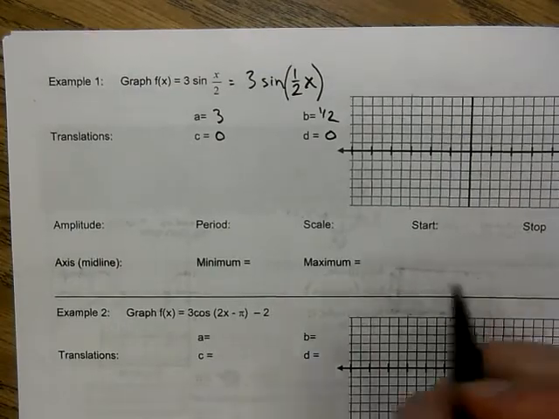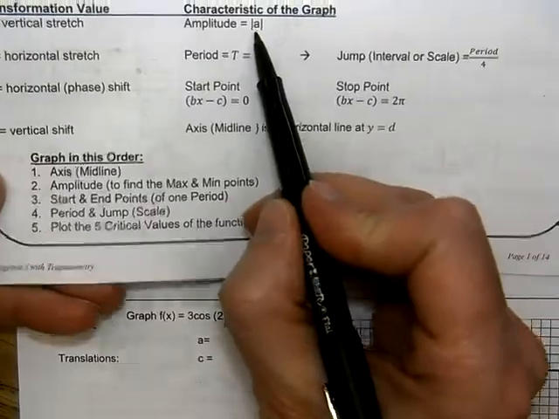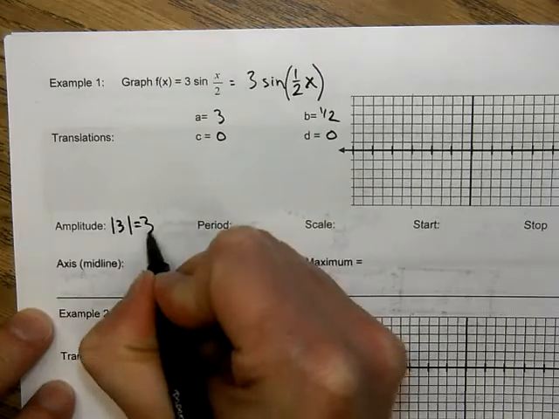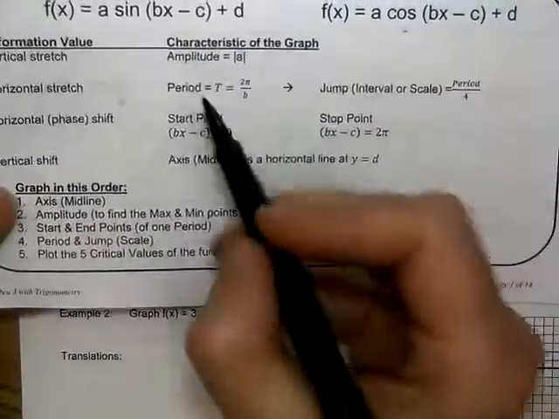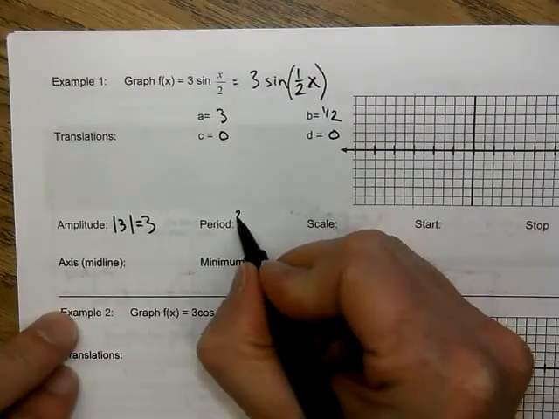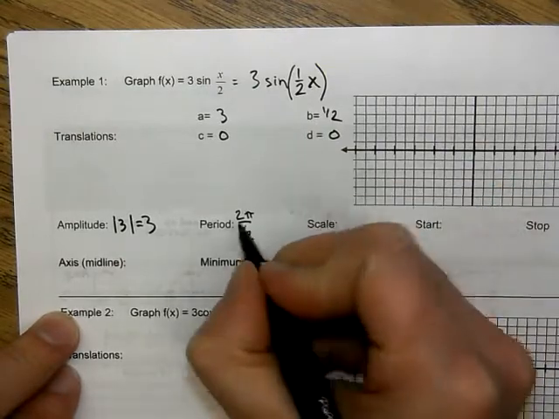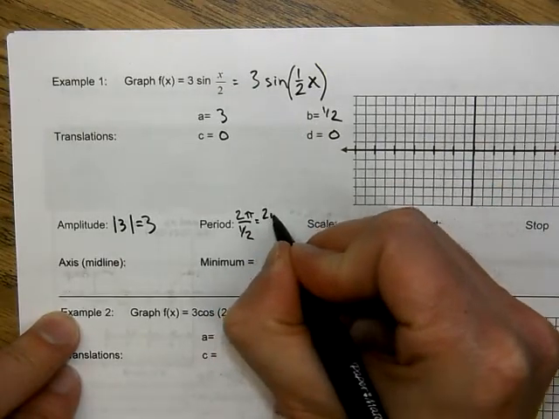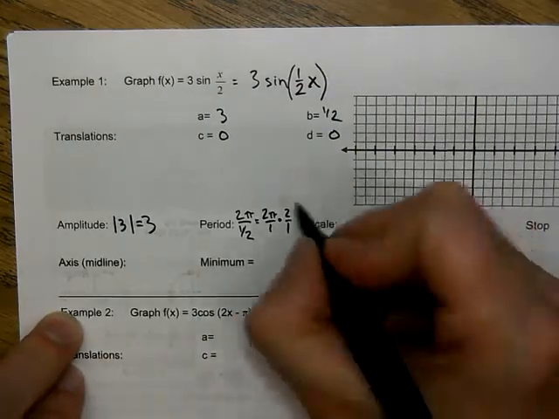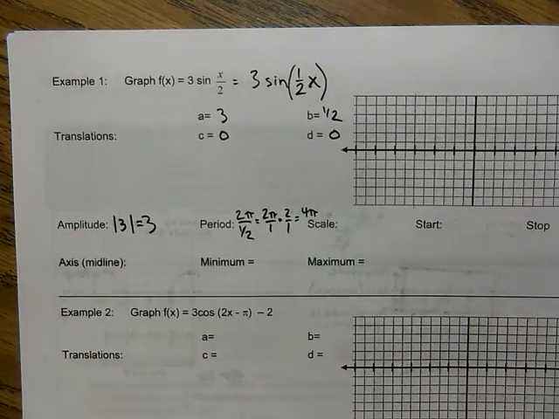So let's find the amplitude. Again, how we do this is all on page 1. The amplitude is the absolute value of a. So the absolute value of 3 is just 3. To find the period, we're going to take 2 pi and divide it by the value of b. So here's 2 pi divided by b, which is 1/2. So we have to simplify that. Remember, when dividing by a fraction, we instead multiply by the reciprocal. So 2 pi times 2 gives me 4 pi. So that shows us a horizontal stretch.